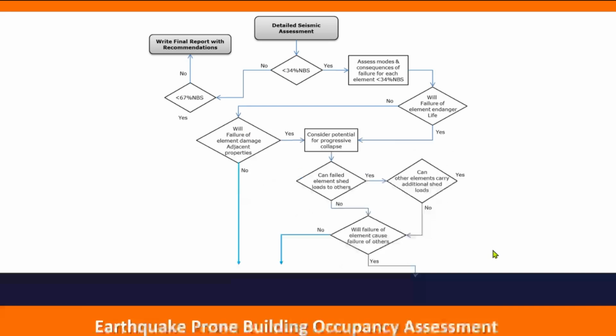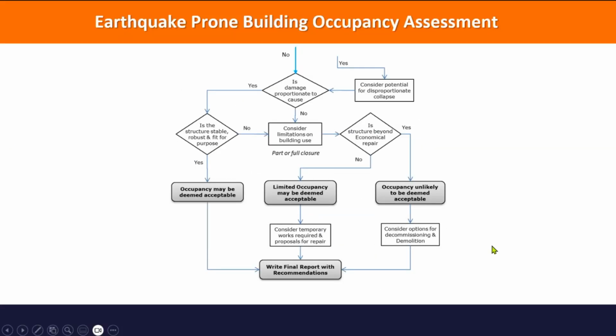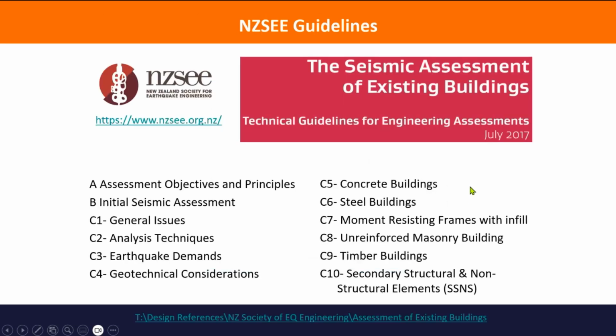And ultimately you get down to, do you occupy it and it's okay? Do you occupy it with a limited occupancy, or do you just not accept the risk to the occupancy in there? These are the parts of the guidelines. These are the seismic assessment guidelines for existing buildings. You really need to look at part A. That tells you the basic principles of it. Part B is about initial seismic assessments. All the rest are for detailed seismic assessments, material by material. So you've got concrete, steel, timber, and unreinforced masonry.